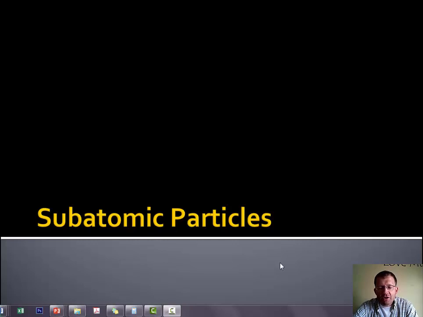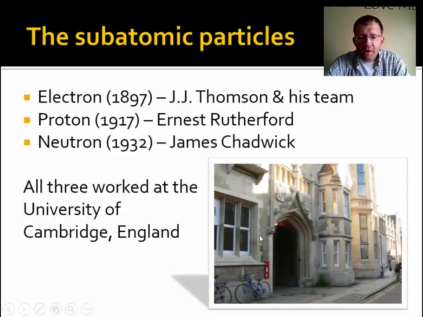What I want to put up here first for you is a quick snapshot summary of what we talked about so far. Those are the three subatomic particles and their order of discovery. You can see here that the electron, then the proton, then the neutron were discovered in that order. The electron in 1897 by Thomson and company, the proton in 1917 by Rutherford, and the neutron in 1932 by Chadwick.